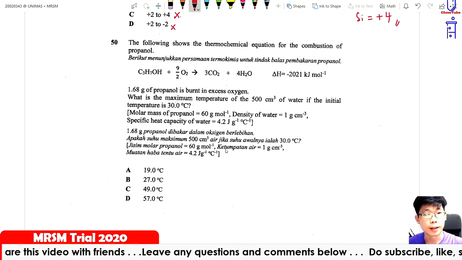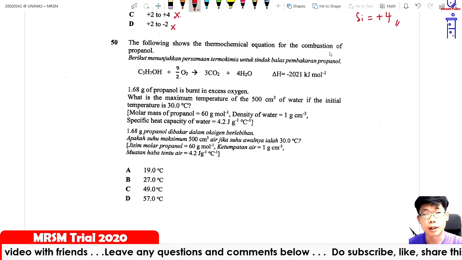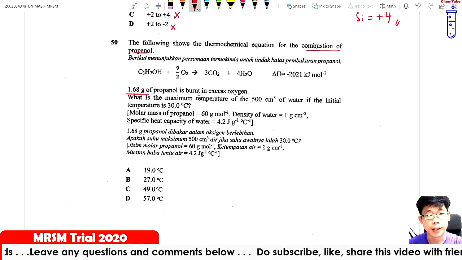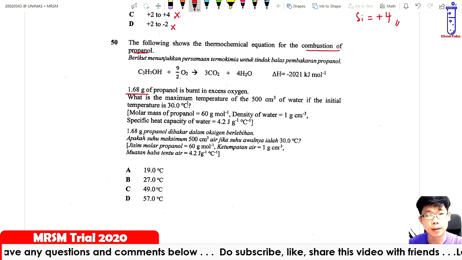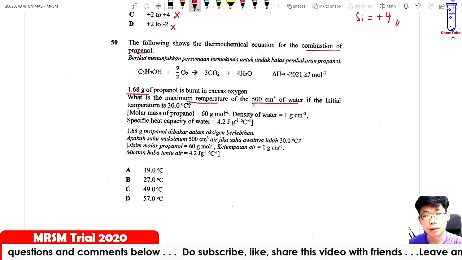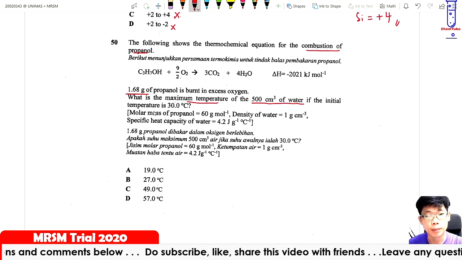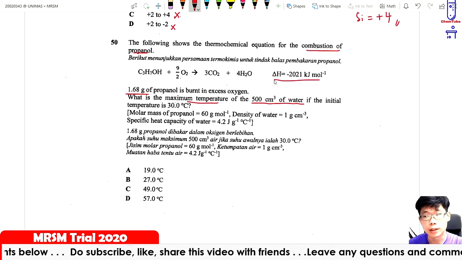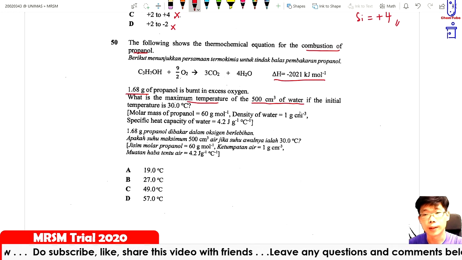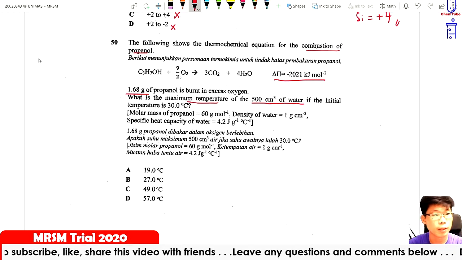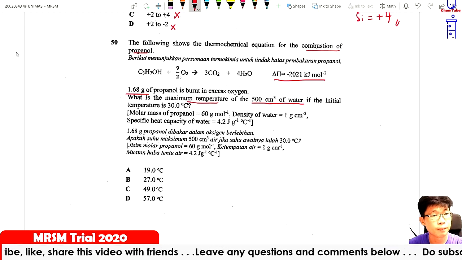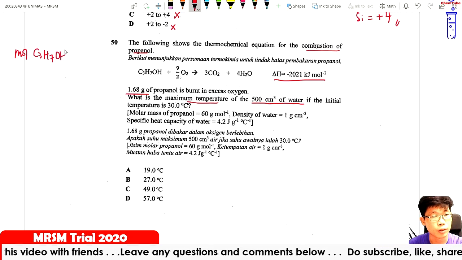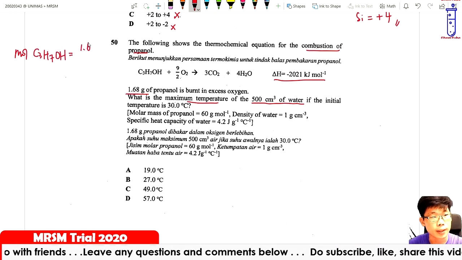Last question. The following shows the thermochemical equation for the combustion of propanol. 1.68 gram of propanol burns in excess oxygen. What is the maximum temperature of 500 cubic centimeter of water if the initial temperature is 30 degrees Celsius? Now delta H is 2021 kilojoule per mole. So first step, we have to calculate the number of mole. The mole for propanol, C3H7OH, the mass is 1.68.